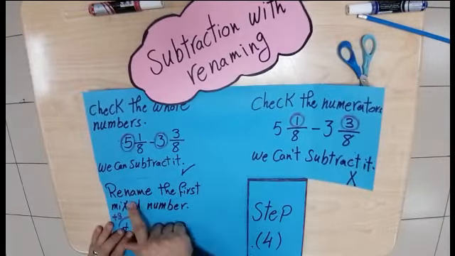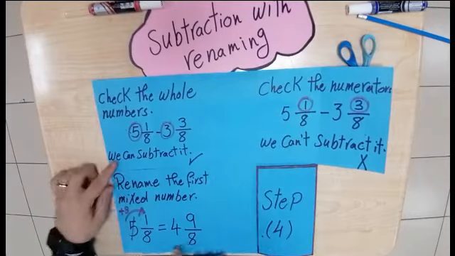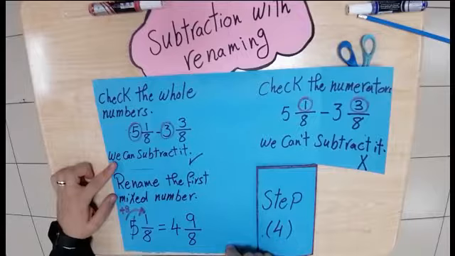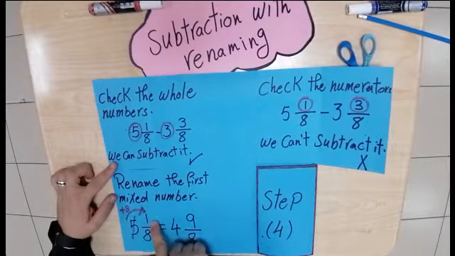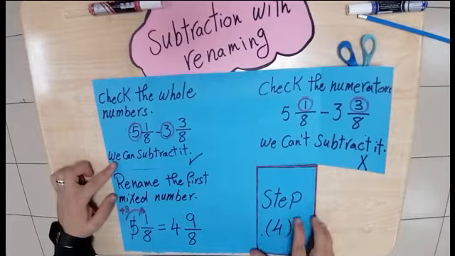Step 3, rename the first mixed number. The first mixed number here is 5 and 1 over 8. If you want to rename it, firstly, you have to take 1 from the 5. So 5 became 4. And let's add 1 to the fraction, which is 1 over 8. And we all know 1 equals 8 over 8. So we're gonna add 8 over 8 to 1 over 8. So it becomes 9 over 8. After that, let's move to step 4.